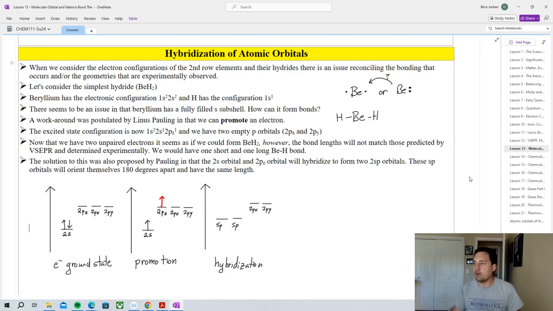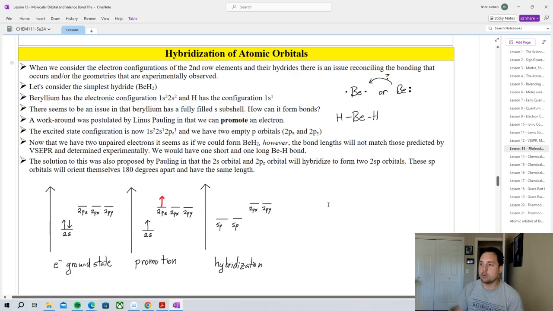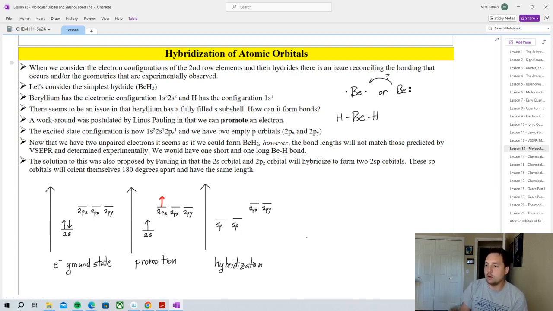And the only way to rationalize this, Pauling came up with, was that these 2s and 2pz orbitals will actually hybridize together to give us 2 new orbitals that are going to be referred to as the sp hybrid orbitals. And then these 2 electrons will have the same energy.